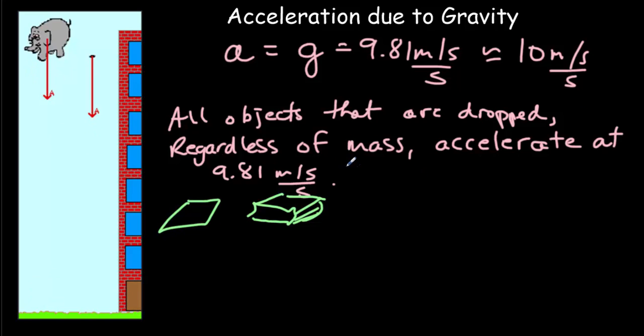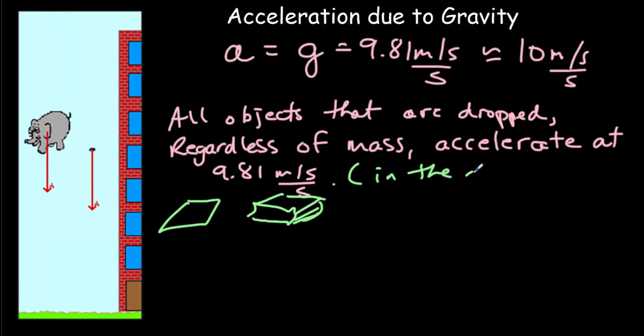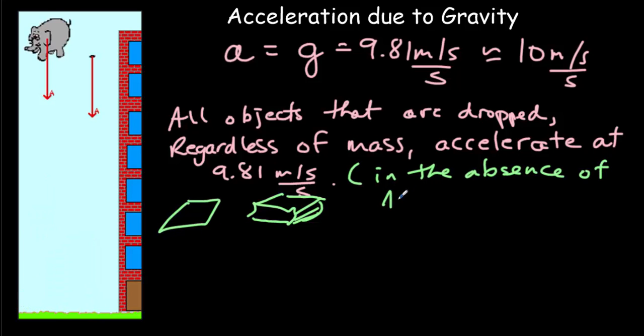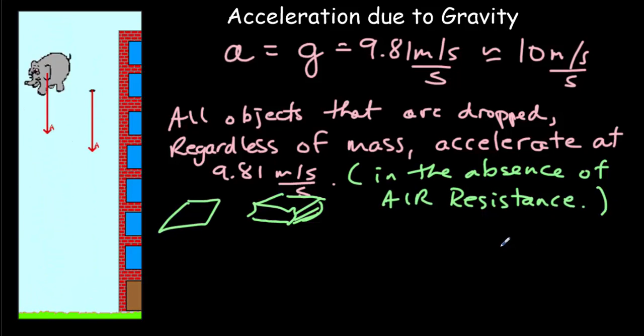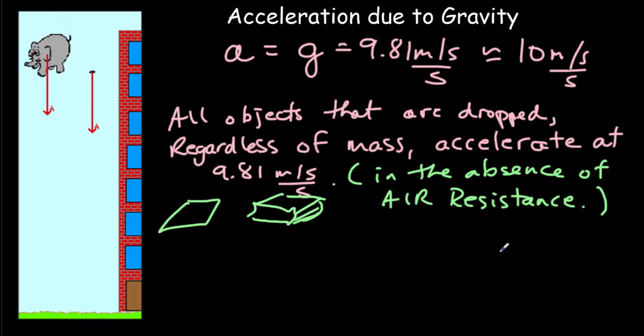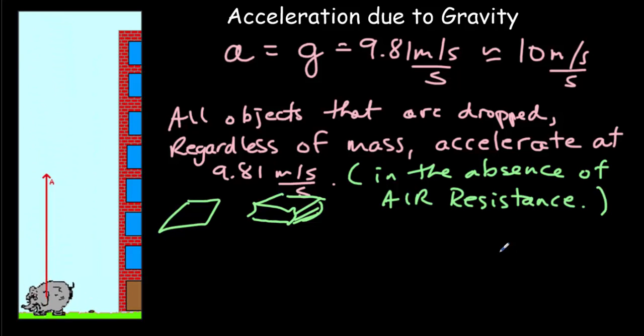So we do need to add a little qualifier to our statement here that all objects that are dropped, regardless of mass, accelerate at 9.8 meters per second squared. We need to add in there, in the absence of air resistance. And if you don't believe it, watch this video with Brian Cox of the BBC. He's dropping a feather and a cannonball in the world's largest evacuated chamber, where there is no air resistance. Watch what happens.